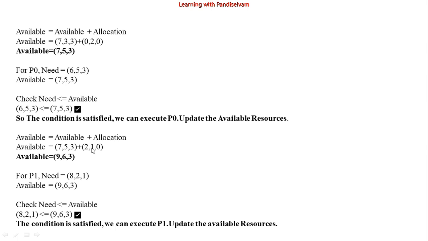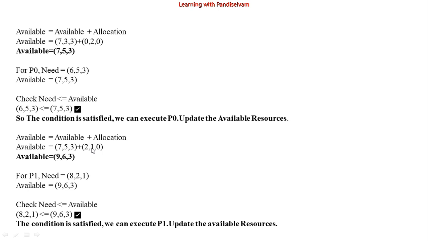We can take the allocated resources from the table. From the question itself they gave, right? So 2, 1, 0 are allocated resources. Now new available resources are 9, 6, 3. So for P1, now we can satisfy the condition.